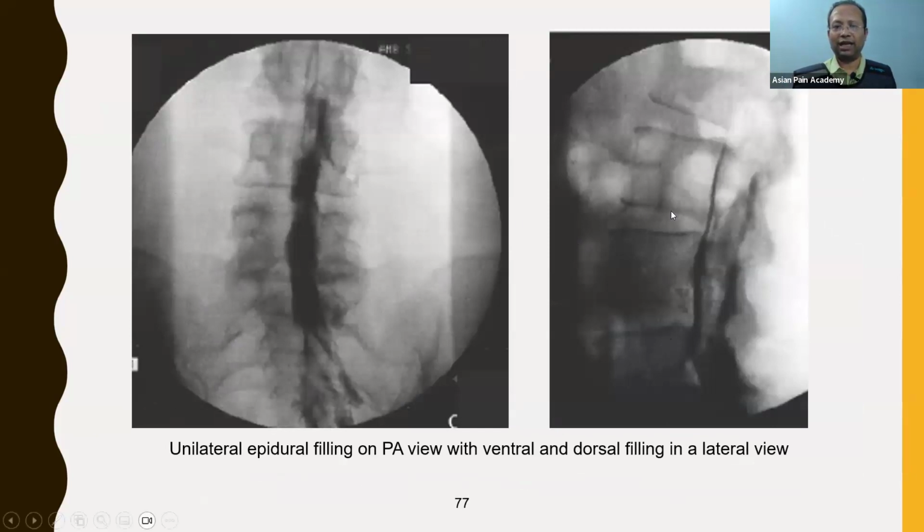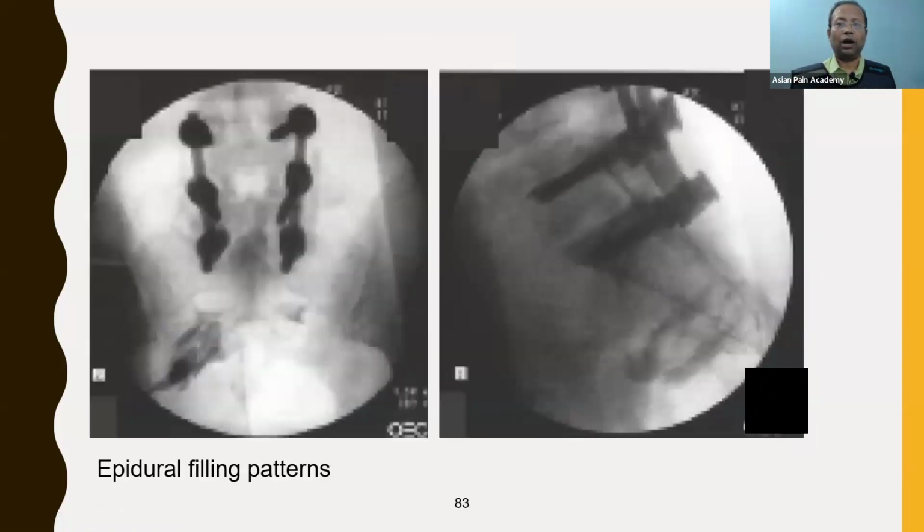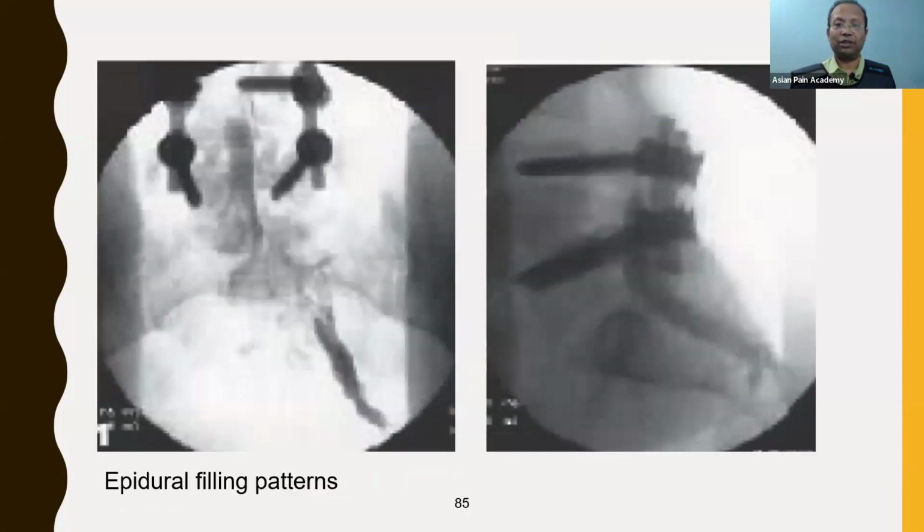Here you can see very nice filling. In the lateral view, you can see that your contrast has gone in the anterior epidural space and also in the posterior epidural space. So our target is to spread the drug in the anterior epidural space.